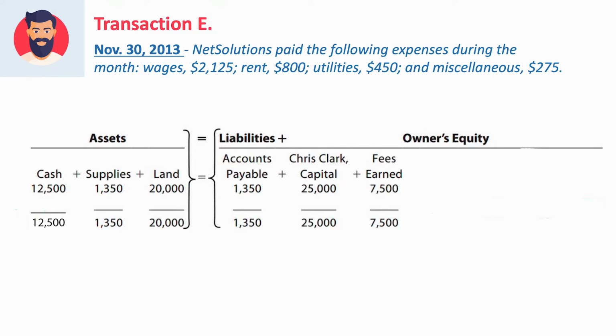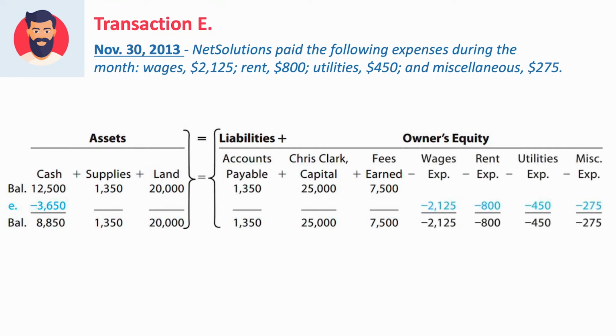Assets used in this process of earning revenue are called expenses. Expenses include supplies used and payments for employee wages, utilities, and other services. The effect of expenses is the opposite of revenues, in that expenses reduce assets and owner's equity. Like fees earned, the expenses are recorded in columns to the right of Chris Clark Capital. However, since expenses reduce owner's equity, the expenses are entered as negative amounts.